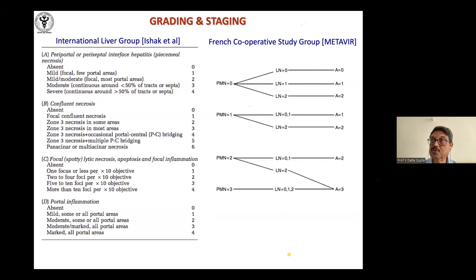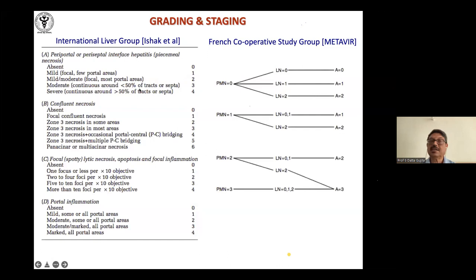So you have the International Liver Group: periportal necrosis, confluent necrosis, focal or spotty necrosis, and portal inflammation. And if you notice, confluent necrosis includes bridging and pan-acinar necrosis, which I told you. And of course, periportal is mild, moderate, or severe, depending on less than 50% of tracts or more than 50%, and so on and so forth.